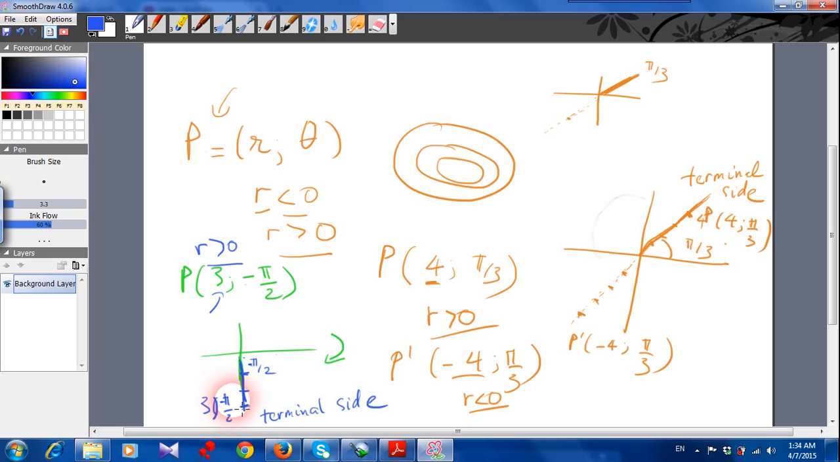So that's (3, minus pi over 2). And where is P at (-3, minus pi over 2)? This one is minus pi over 2. We look at r, which is negative, so it will be on the opposite side of the terminal side. So 1, 2, 3, and this one is (-3, -pi over 2).